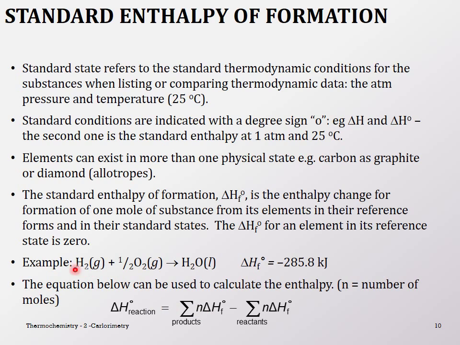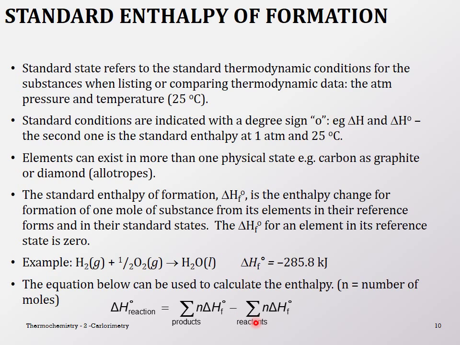So for example, this is 1 mole, this is half a mole, and then this is 1 mole. All right, so in case for this kind of a reaction, the product would be 1 mole of water. So in our data table, for N it would be 1, and for delta H formation, we would look for delta H formation for water. That's what we would look for, and then we will subtract the reactants from it.